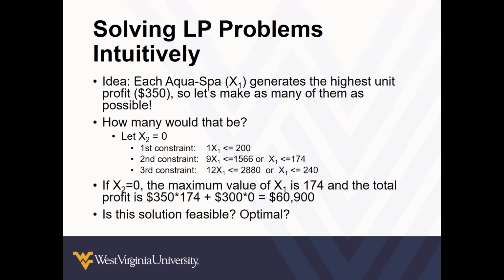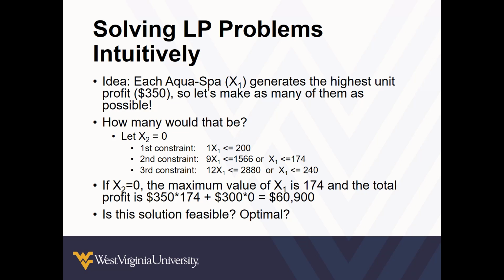So our first constraint is that 1x must be less than or equal to 200. Our second constraint is that 9 times x1 must be equal to or less than 1566. And the third constraint is that 12 times x1 must be less than or equal to 2,880. Or if we reduce the equation, you'll see x1 is less than or equal to 174, or x1 is less than or equal to 240. That's just from dividing 1566 by 9 and dividing 2880 by 12.